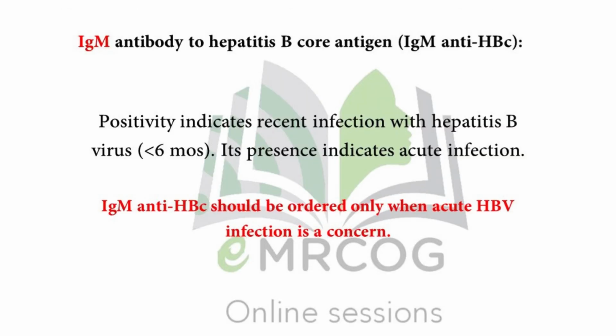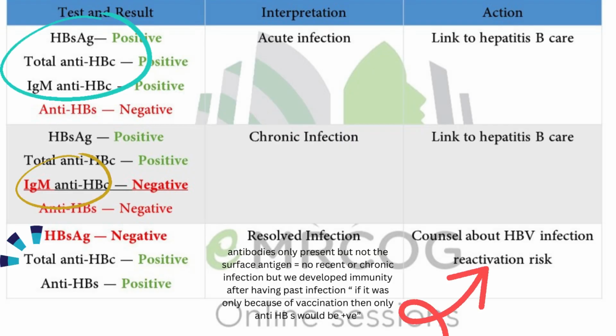So IgM antibody to the core indicates that we have recent infection, less than 6 months, while the IgG is going to indicate that you are having past infection. So let's see now a table for the antigens and antibodies and make our mind about the diagnosis.